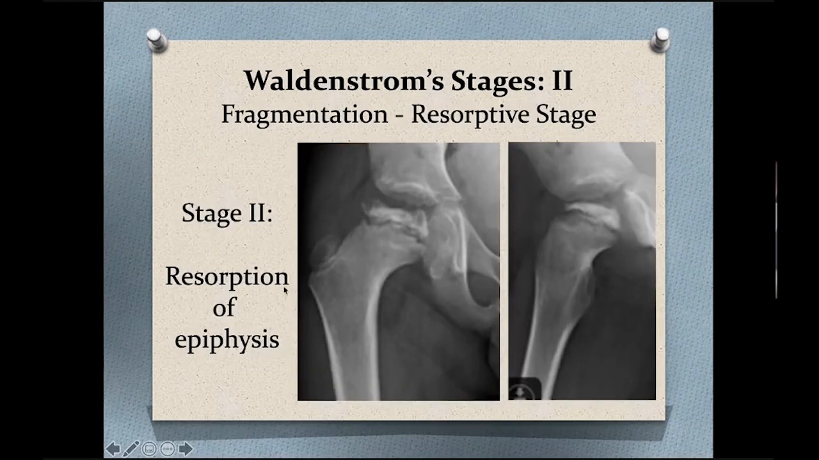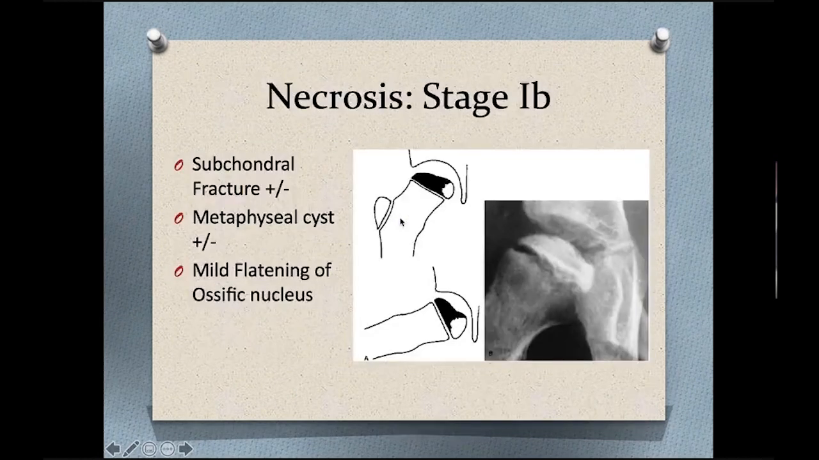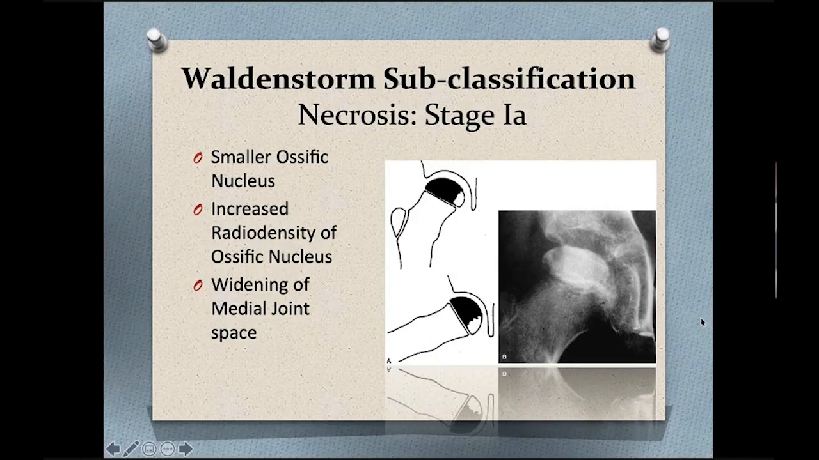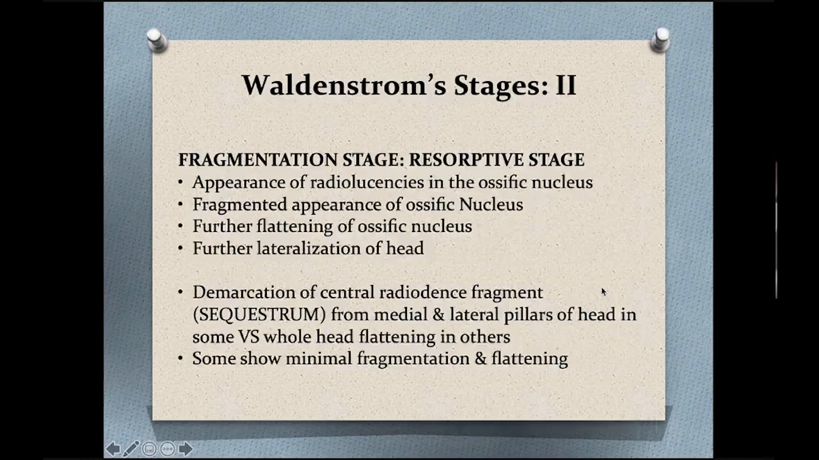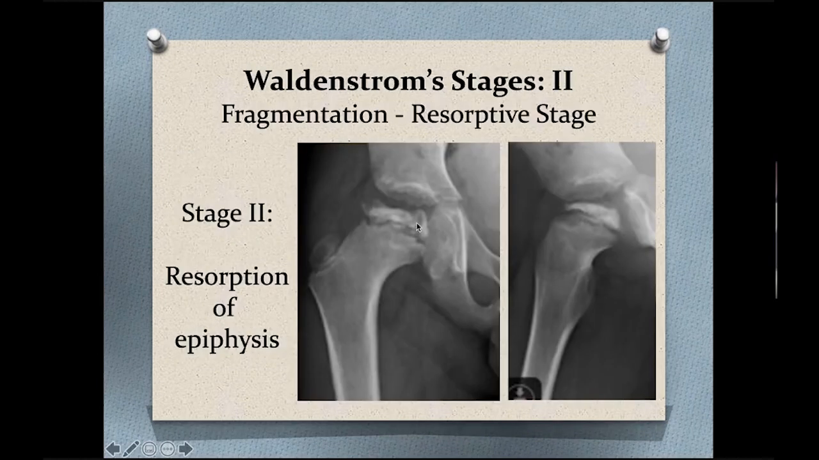So here stage 2 is a resorption stage of fragmentation. You find in the early stage there was no significant fragmentation, only a single cyst formation which later develops. But if you see here, there are multiple cysts in the epiphysis, and this was the ossific nucleus, which has already been damaged. There is a cyst here, here, and here. Very few changes in the metaphyseal or physeal area. And there is a flattening. Then there is a medial joint space here. So this is called the stage of resorption.